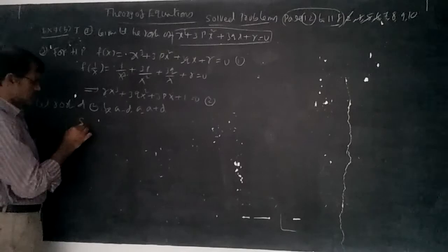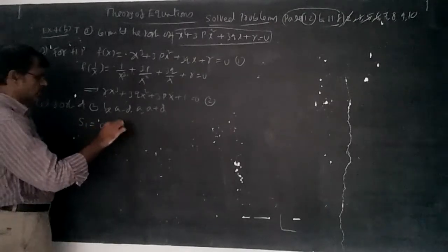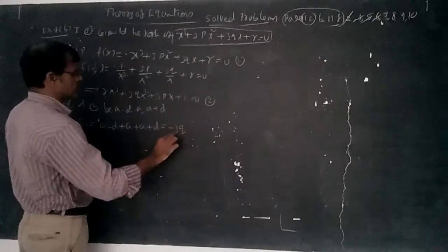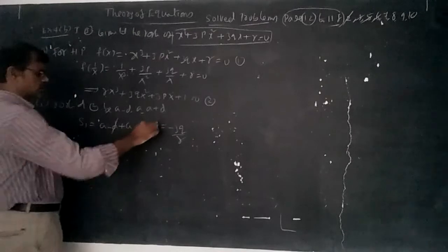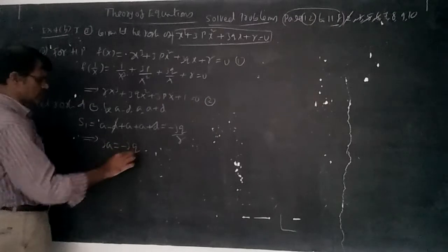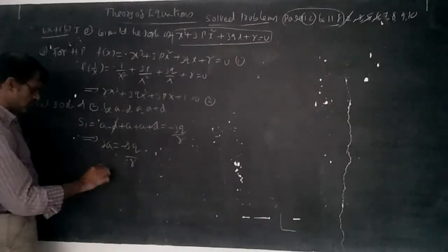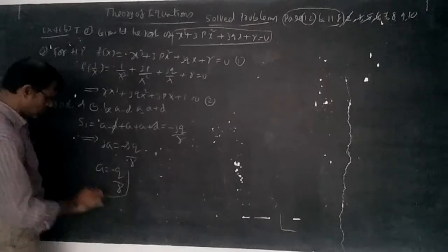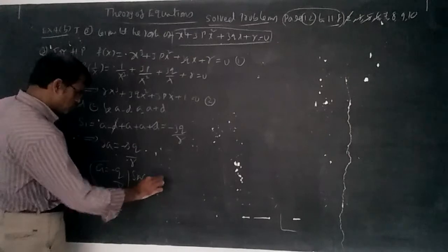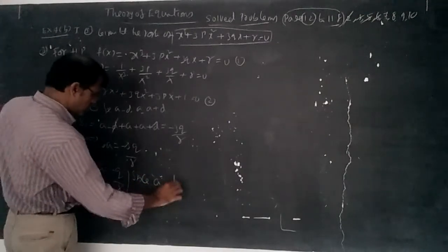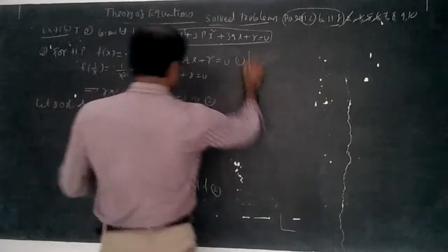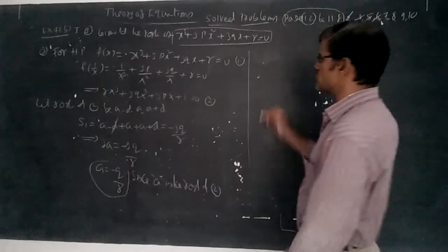Now you can understand the sum of roots s1 is a minus d plus a plus d plus a, which is equal to minus 3q by r. Minus d plus d get cancelled. Here you can write 3a is equal to minus 3q by r. 3 will be cancelled. A is equal to minus q by r. Since a is a root of the second equation, you can substitute a, that means minus q by r.